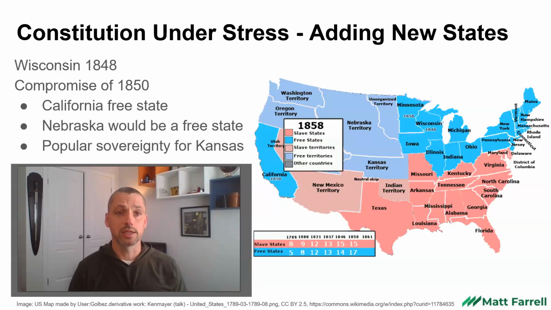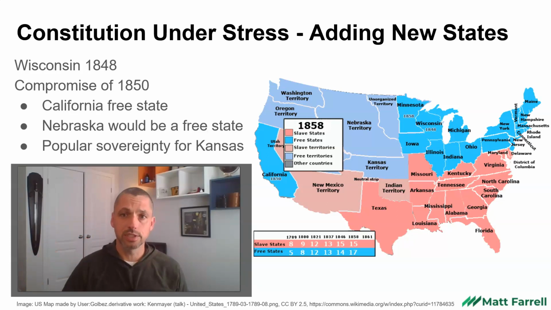Or so they thought. When Wisconsin came in, and then California wanted to come in in 1850, that was a lot of new free states poised to join the Union. And so that precipitated another compromise. The free states were about to outnumber the slave states. So part of the negotiation was California can come in as a free state.